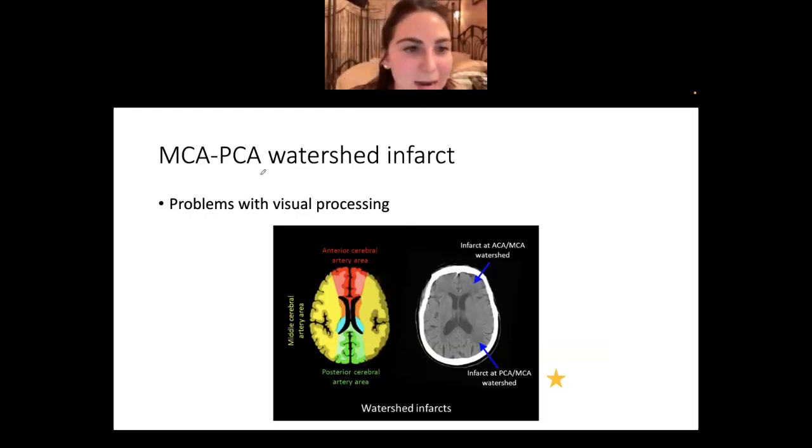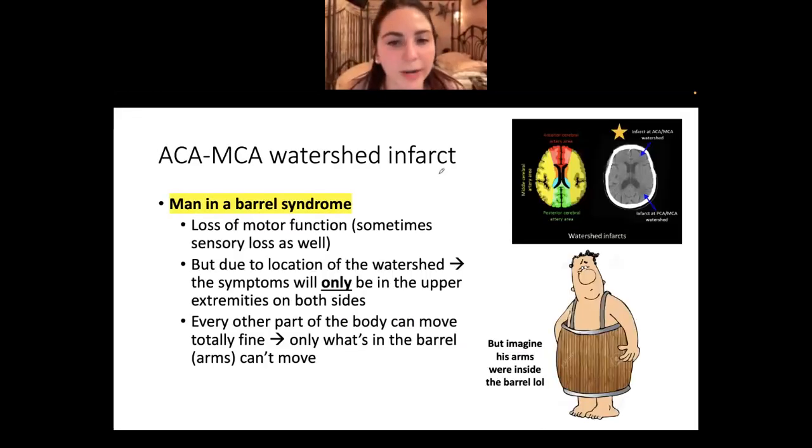So for example, right here is an MCA-PCA watershed. I started with it because this is not as common as an ACA-MCA. You'll have problems with visual processing. I don't think you'll get a question about this one because it's not super common. They technically are on both sides, but the arrows are just pointing at one hemisphere, but you will see them on both sides.